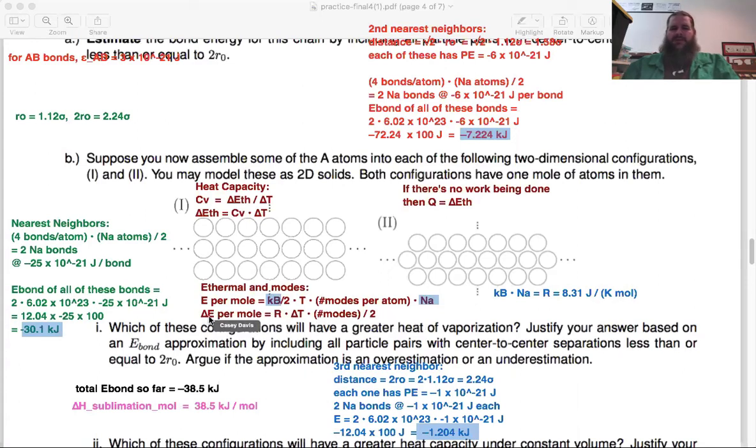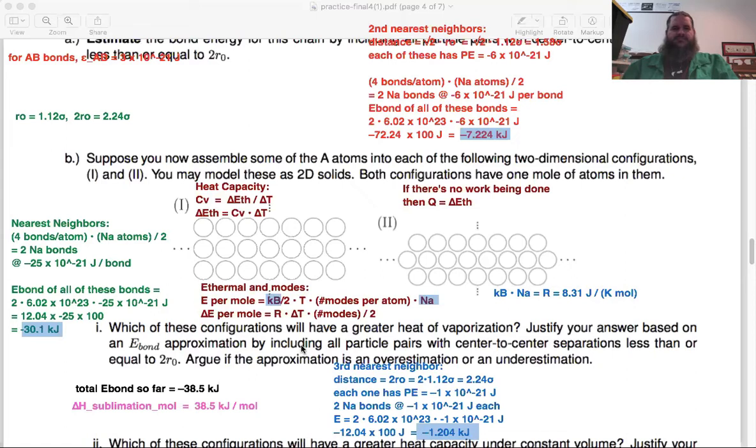If we were talking about a larger or smaller sample, we'd also have times n, the number of moles. But in this case, we can ignore that because the number of moles is exactly 1. So that's our formula for delta energy for the entire mole. Any questions on that so far?